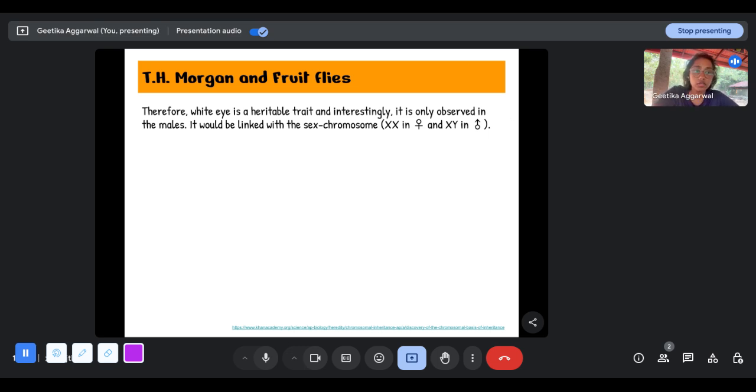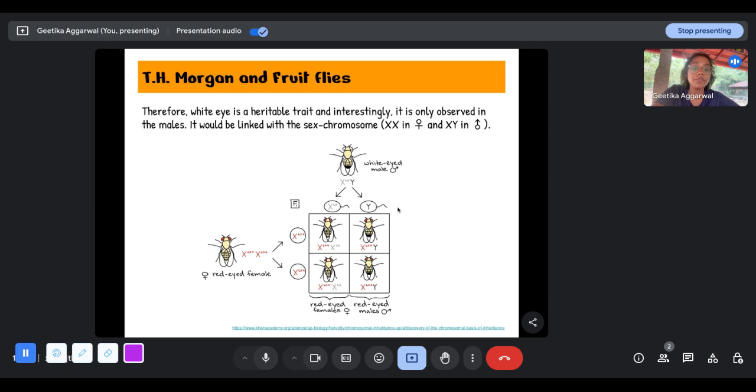So by then we knew about the existence of chromosomes. We just did not know that they are the things carrying the genes, and that they are responsible for inheritance or heredity. So he now concluded that this white eye gene, or this eye color, is actually linked with the sex chromosome. And as we know, XX is what is found in females, and XY is what is found in males in Drosophila as well. So this is what the Punnett square for this would look like.